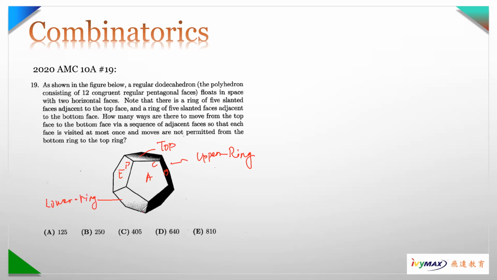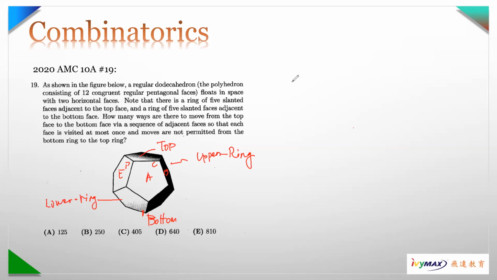And also we have a very bottom surface, the bottom face pointing down, right? I give you a different name. So how many ways, there's also another counting problem. How many ways are there to move from the top face to the bottom face with a sequence of adjacent faces so that each face is visited at most once and the move is not permitted from the bottom to the top. So based on that, it can only go from the top to the bottom, it cannot go backward, right?